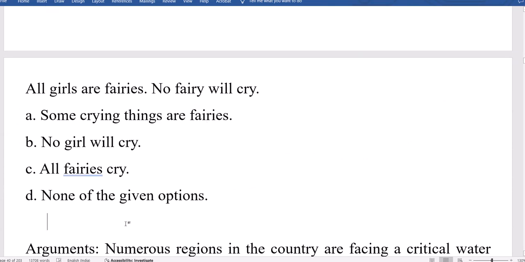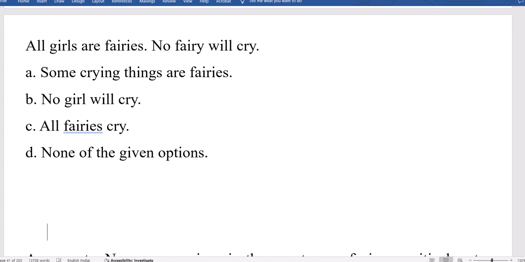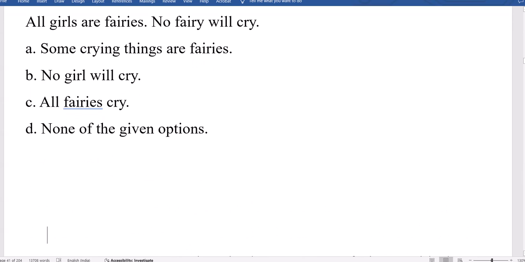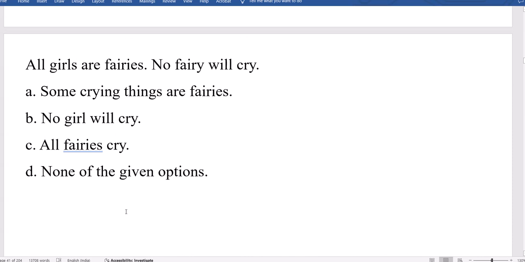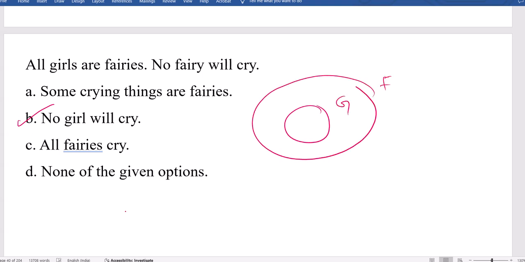Next, statements and conclusions. Now I cannot question whether it is true or false. Surrounded by all those people, so it is a risky job. We'll take it then. No girl will cry. So only option B is true.